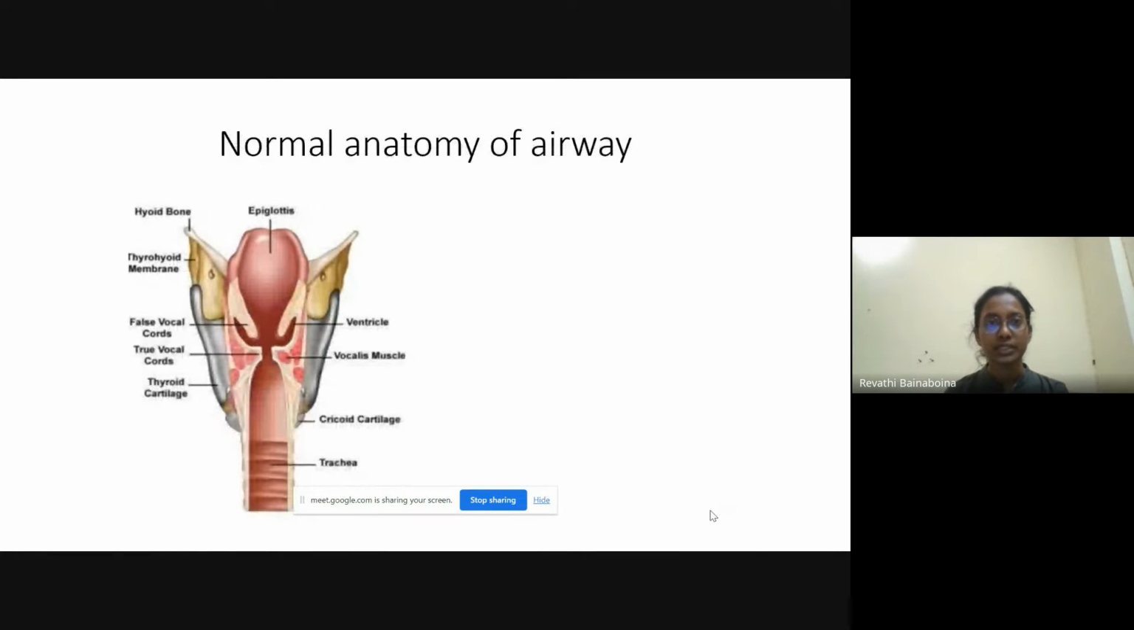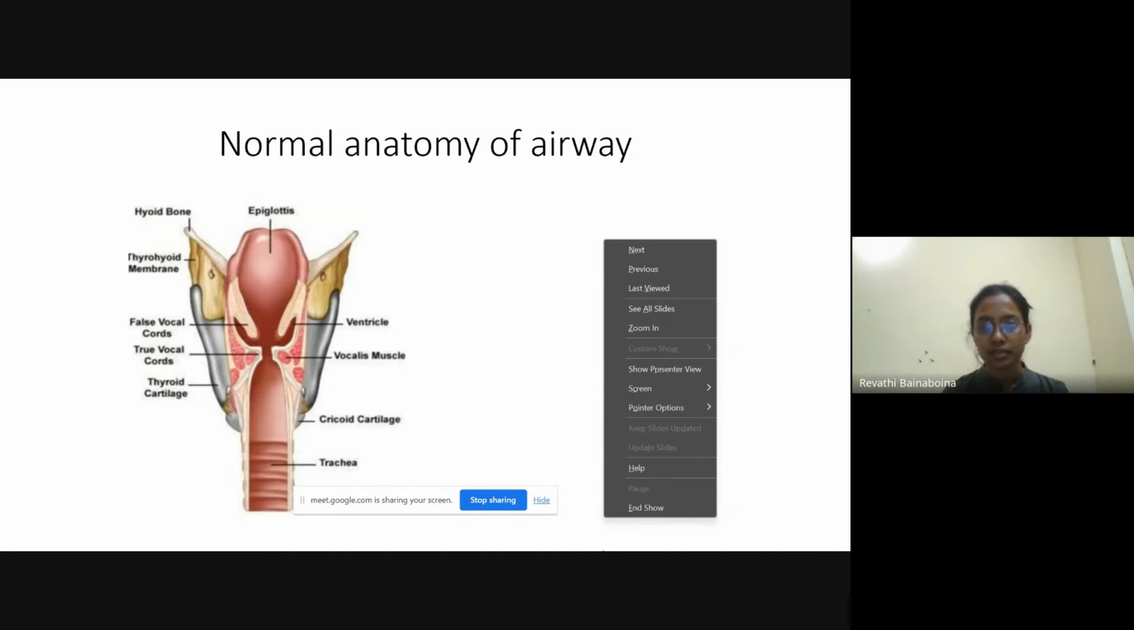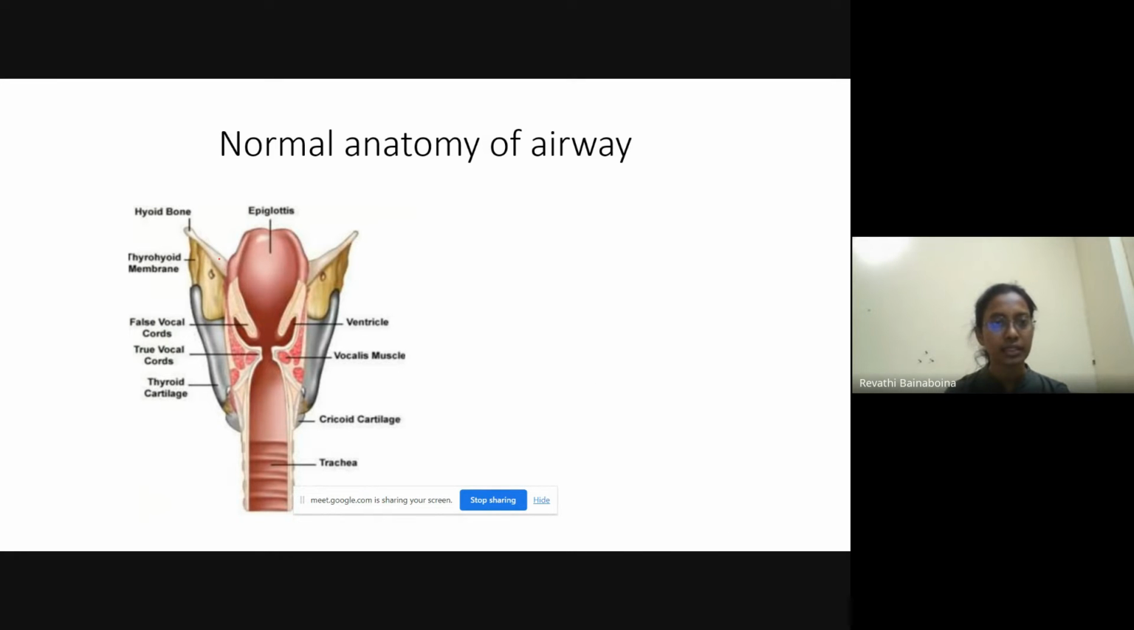Before going to the differentials, we'll be discussing normal anatomy of the airway. This picture is a coronal section of the larynx, which is showing supraglottis, which extends from the infrahyoid area to the false vocal cords, and glottis is the true vocal cords. Subglottis is below the true vocal cords till the cricoid cartilage.